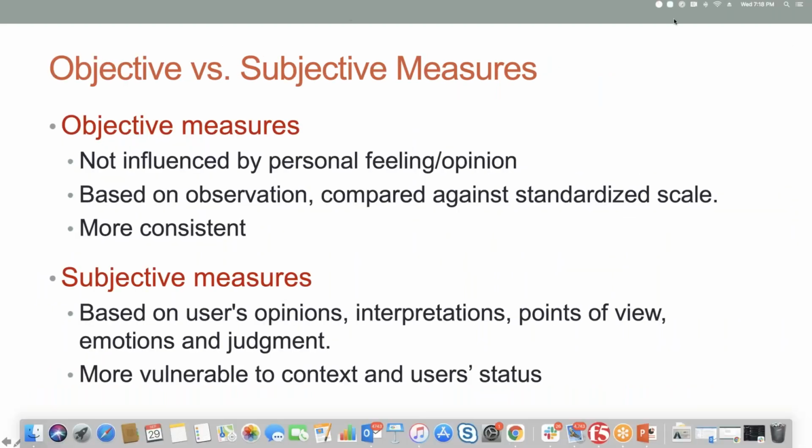Once you are running the experiment, you also have to collect some experimental measures, and these can generally be broken down into objective or subjective measures. So objective measures are ones that aren't influenced by personal feelings or opinions, whereas subjective measures are based upon the user's opinions. So for example, performance in performing a task would be an objective measure, and the user's opinion about how easy it was to use an interface would be a subjective measure.